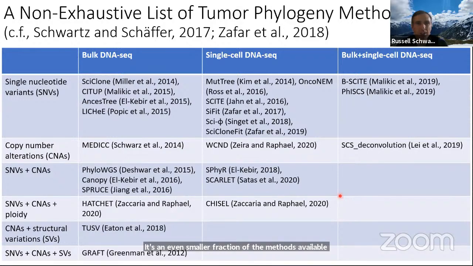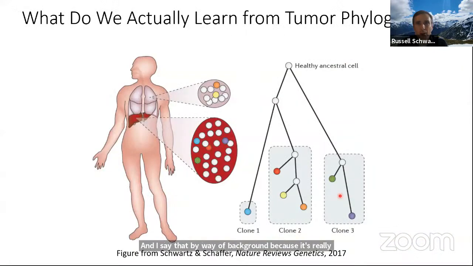The important point is that there are a ton of methods out there for many combinations of data, many ways of looking at this, many ways of saying what it is we're trying to track in tumor evolution or how we propose to do that. And I say that by way of background because it's really leading to the main thing I wanted to talk about today, which has to do with what we learn from tumor phylogenies. What knowledge do they actually encode that is useful for us for making practical predictions about cancers?